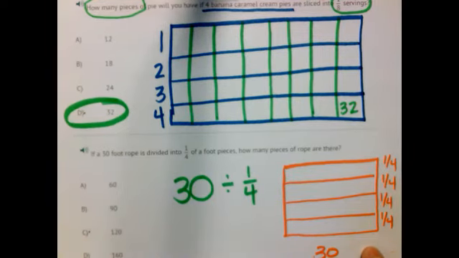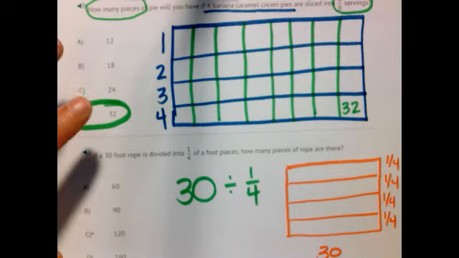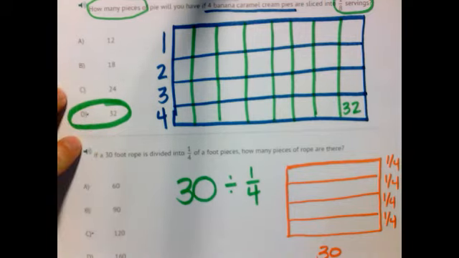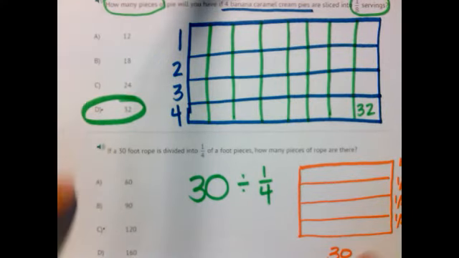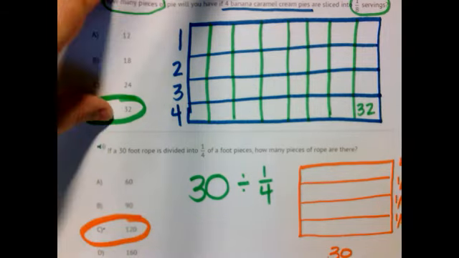Take a look at your answer choices at this point and use some process of elimination. 60. Well, I think I would have more than that, because if 1 foot equals 4 pieces, 30 feet would equal how many pieces? So I'm thinking I could say 30 times 4. And sure enough, I do have the answer choice of 120.